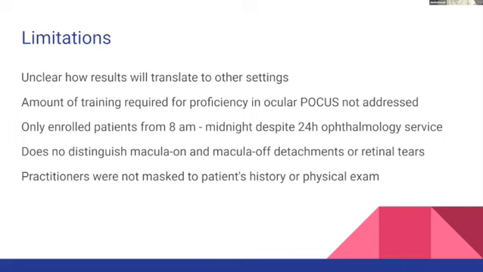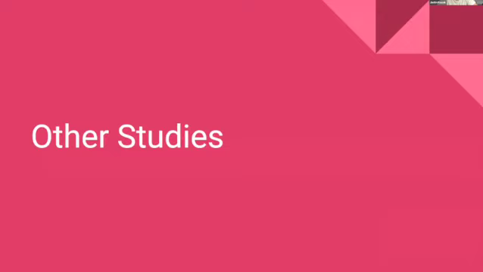The patients were also only enrolled for a certain amount of time, so what is coming in between midnight and 8 a.m. could affect results. They also don't distinguish macula on versus macula off detachments or retinal tears. And the practitioners were not masked to the patient's history or physical exam, obviously. So I already have a suspicion of what I'm looking for when I'm doing the POCUS, how worried I am for retinal detachment, for example, and how does that influence what I find on POCUS.